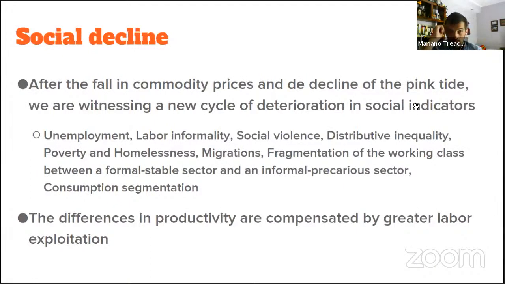The third issue will be the social decline as a consequence of these two main issues. The fall in commodity prices, the decline of the pink tide, the loss of the industrial capacity. We are seeing a new cycle of deterioration in social indicators: unemployment, labor informality, social violence, income distribution inequality, poverty, migration, etc. Of course, the COVID situation and pandemic worsened these indicators, but these are structural indicators of social deterioration. And this hypothesis from the Marxist dependency theory will be that these differences in productivity will be compensated by greater labor exploitation.